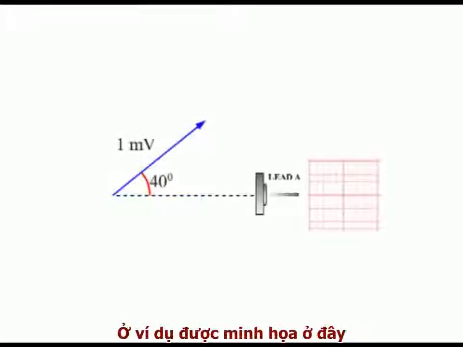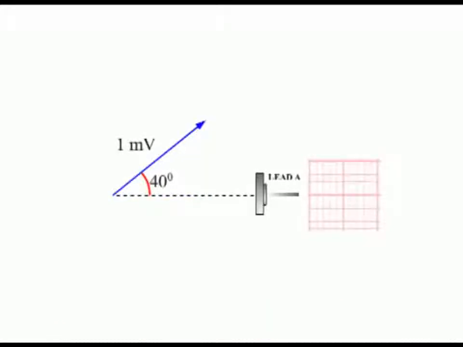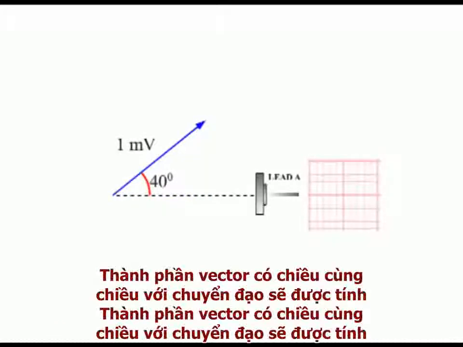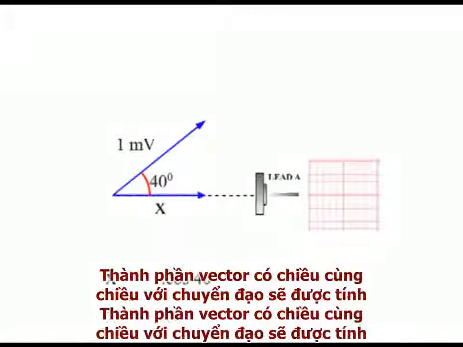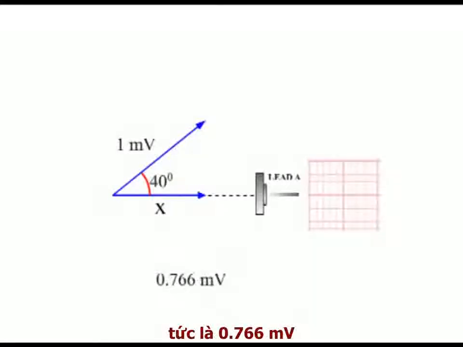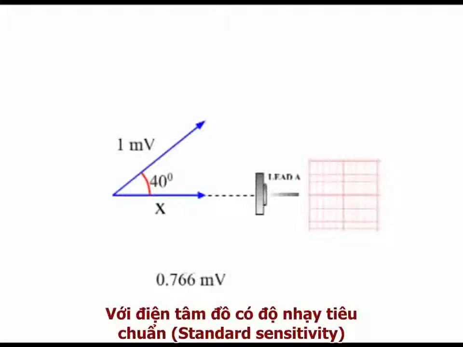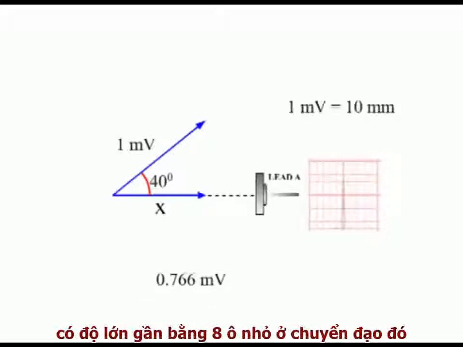In the example shown here, a depolarizing force of 1 millivolt is traveling at an angle of 40 degrees off the direct line to the lead. The component traveling towards the lead is therefore 1 multiplied by the cosine of 40 degrees, or 0.766 millivolts. At standard ECG sensitivity, this gives a positive deflection of just under 8 small squares in the readout from the lead.